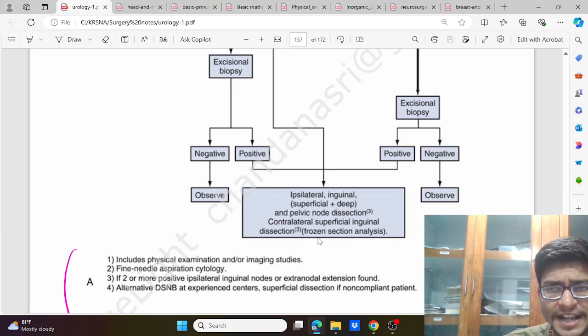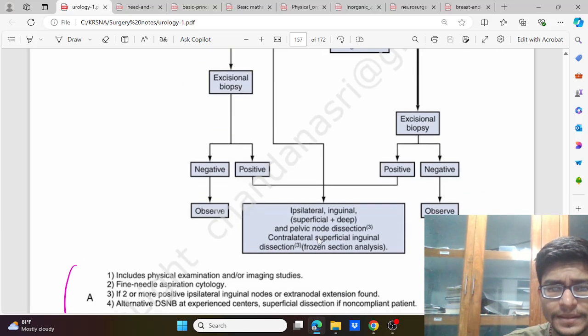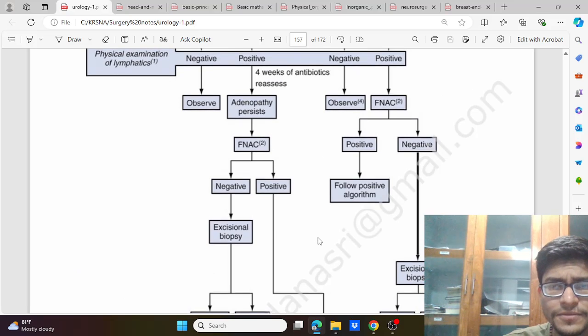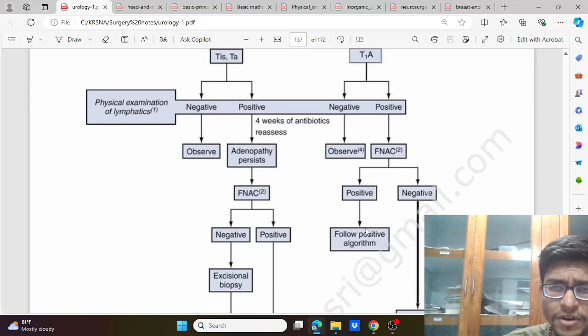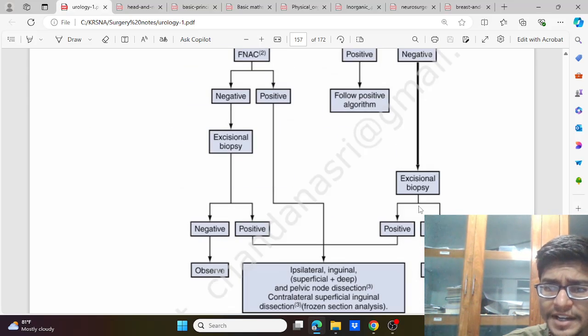with frozen section analysis for the lymph node. And if it is T1a with negative nodes, we'll observe. If it is positive, we'll again go for FNAC. If that is positive, we'll follow the positive algorithm. If it is negative, we'll go for excisional biopsy. Again, if it is positive, we'll follow the same algorithm, and if it is negative, we'll observe.